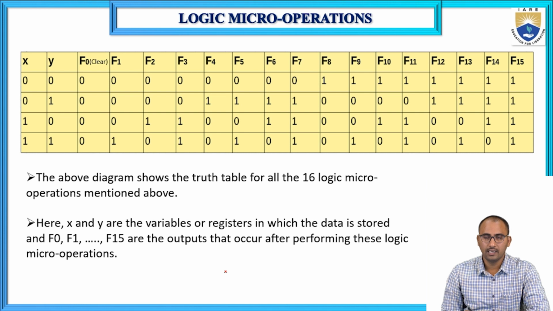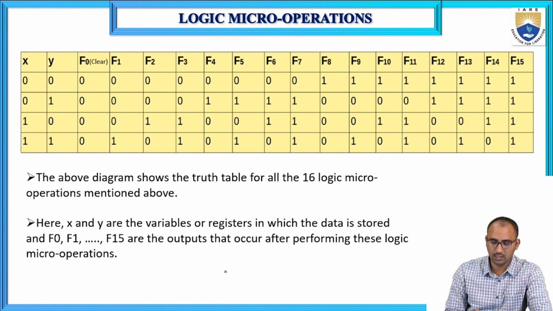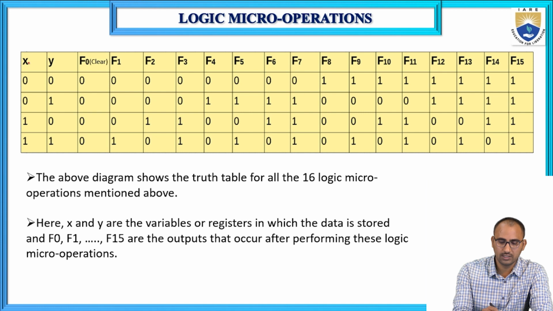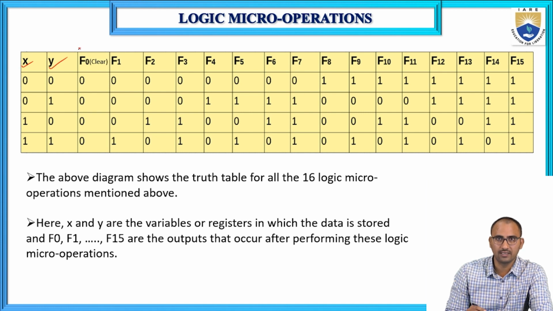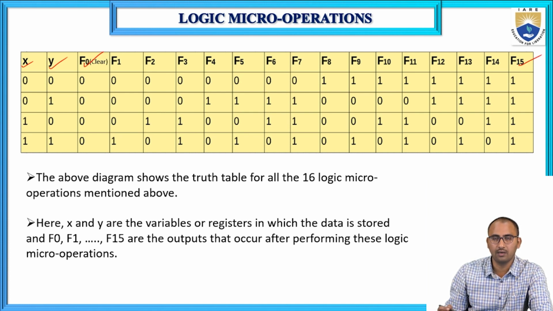So let's see their truth tables. These are the truth tables. Already we have seen all 16 micro operations. Here X and Y are the inputs, and F0 to F15 are all the outputs for the different logic micro operations.